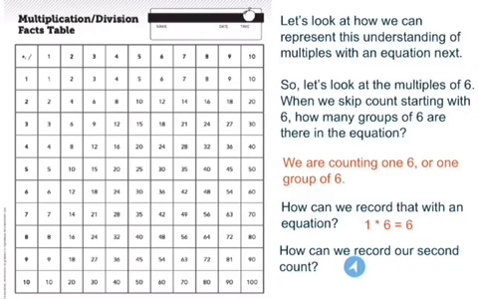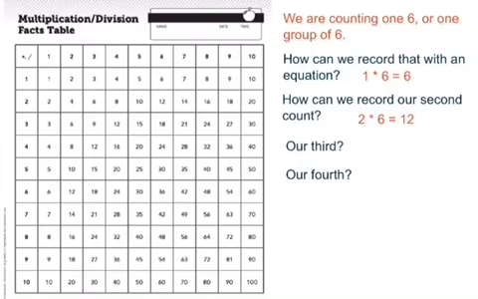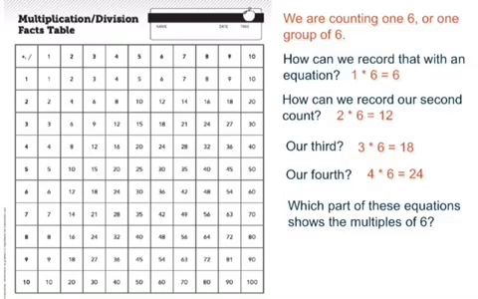So how can we record our second count? If I started here with the 6, now I've skip counted to the 12. How can I represent that with an equation? Jot your thoughts and come on back. Hopefully you would say I could do 2 times 6 equals 12. 2 times 6 equals 12 would record our second one. So what would our third be? Our fourth? Hopefully you can figure those out following that pattern, and that it makes sense to you that these equations could be used when we do the multiples of something. All right? So you should have gotten 3 times 6 equals 18, and 4 times 6 equals 24.